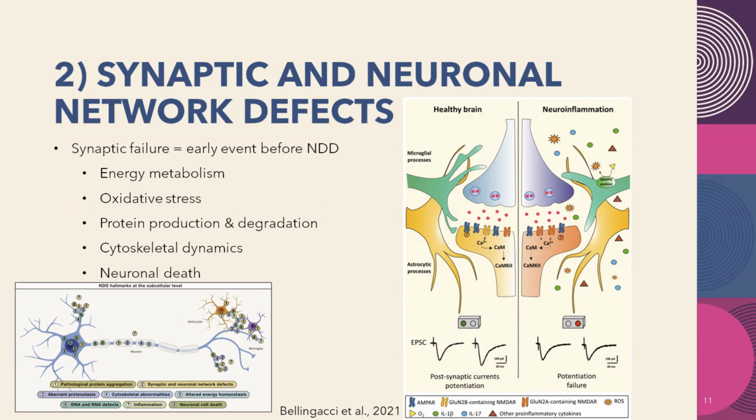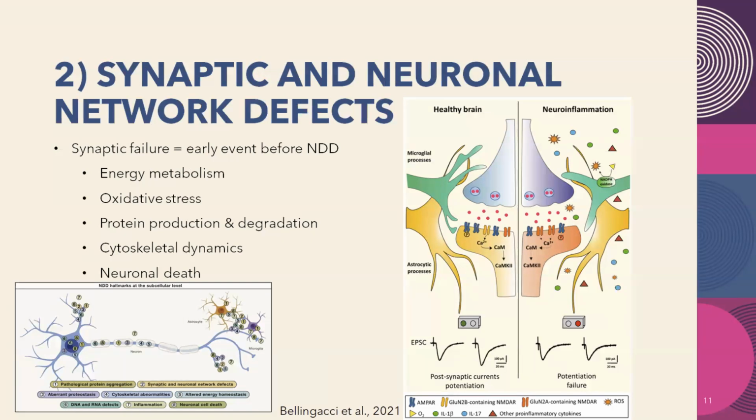Because of that, this is where you're going to see the phenotypes of the diseases show up. So any sort of dysfunctioning protein or aggregation can lead to synaptic failure. This is the early event before you hit your NDD. This can include things like changed energy metabolism. Neurons have a high rate of metabolism. They need a lot of energy. If you disrupt that, you're going to have defects.